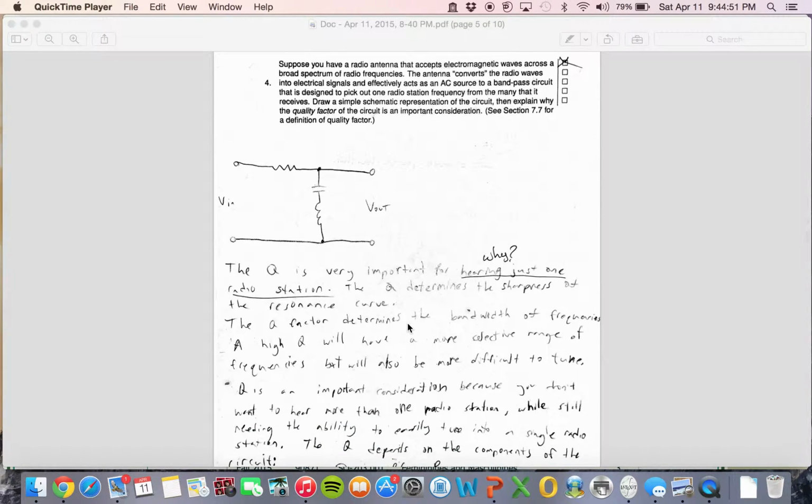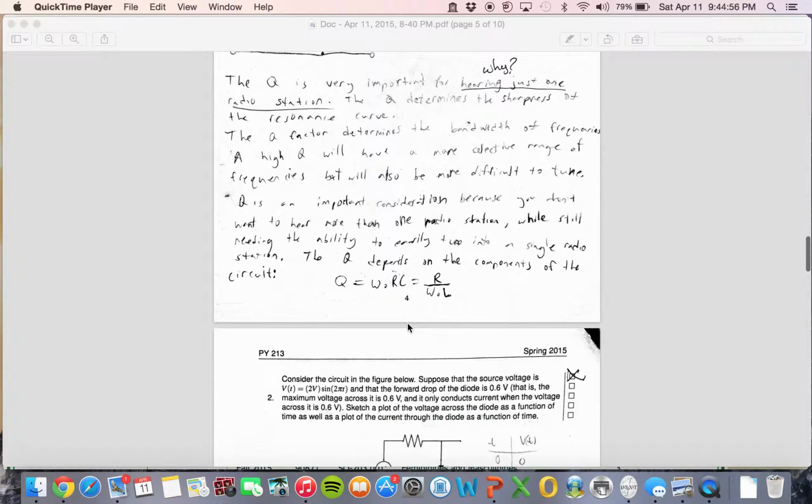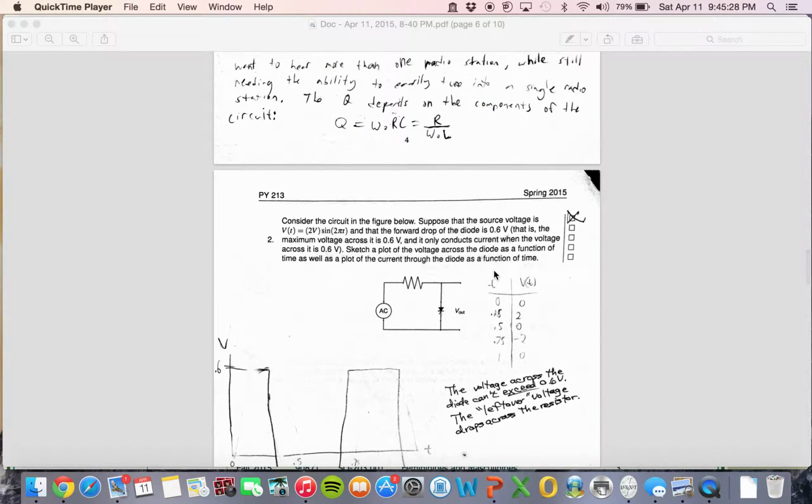In question number 4, I didn't explain a lot, so I would like to add, besides that Q is very important for hearing just one radio station and determines the sharpness of the resonance curve, the Q factor determines the bandwidth of the frequencies that any given resonant frequency selected on a radio will have. So a high Q will have a more selective range of frequencies, but will also be more difficult to tune into. And there are other things to consider too, and this all depends on the components: resistor, capacitor, inductor.